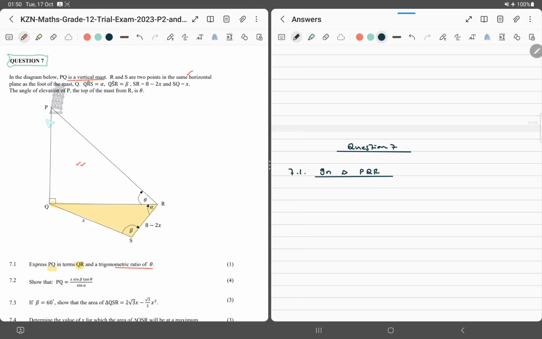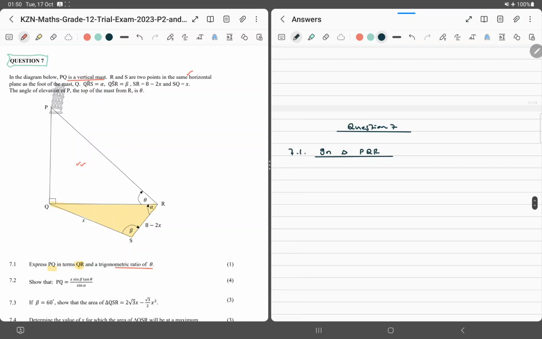now we are looking for PQ. We've got the adjacent, QR. So that's a cos ratio there. So cos of angle PRQ is going to be the adjacent side, which is QR, over the hypotenuse side. That is the wrong choice, because we don't have the hypotenuse side.